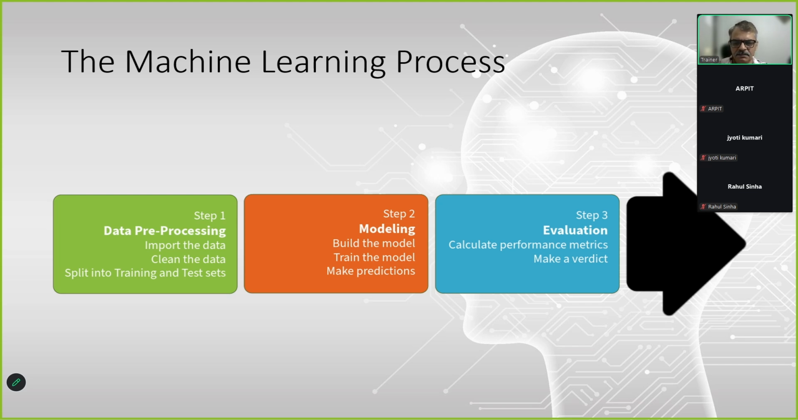The first one is called data pre-processing. Step one is data pre-processing, and here we import the data, we clean the data, and we split the data into training set and test set. We have already covered basic steps of cleaning the raw data in previous sessions. Data pre-processing is the process of cleaning, organizing, and transforming raw data into a structured format suitable for building and training machine learning models.